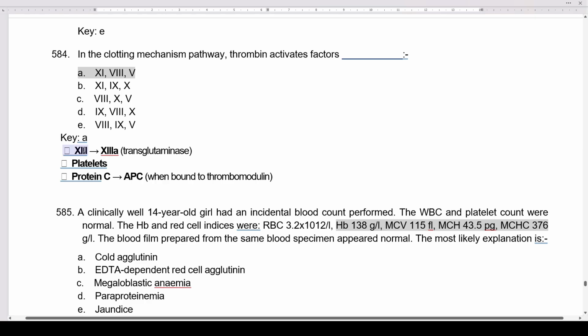It also activates factor 13 to factor 13A, and it also activates platelets and protein C to activated protein C. So just remember this, because thrombin is a very important factor among the coagulation pathway. It acts on factors 11, 5, 8, 13, platelets, and also protein C.